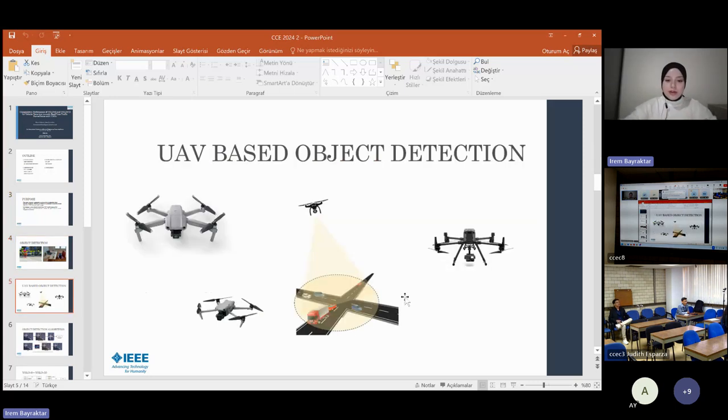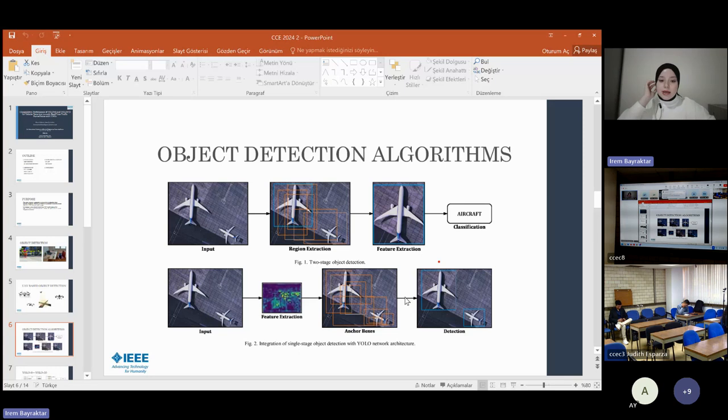So, what is UAV-based object detection? In this study, we created our data set via UAV systems, and we programmed our UAV for autonomous flight. Our UAV flew at different heights, different altitudes, even at different camera angles, and while it was flying, we recorded video and captured some images, and with these images, we created a data set for real-time vehicle detection.